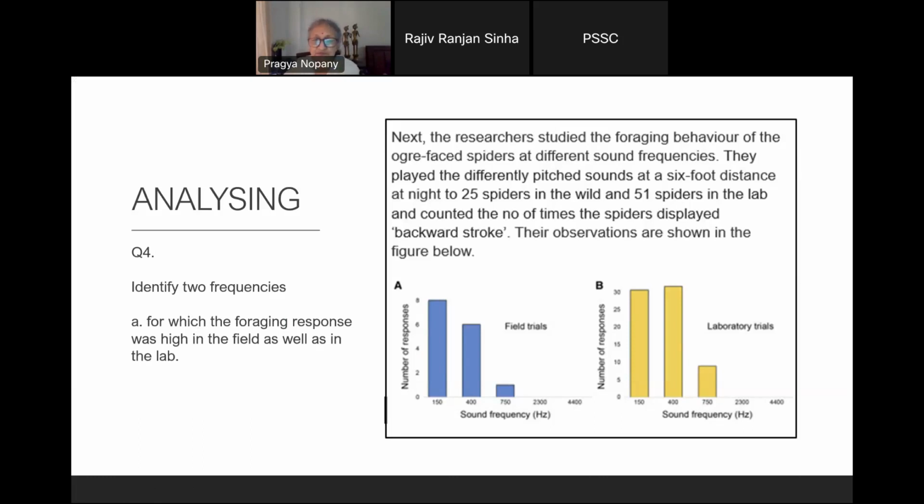We have 5 minutes right now. So please write in the chat box, when you look at these 2 bar charts, which are the 2 frequencies for which the backward strike was high in the field as well as in the lab? Analyze and write in the chat box.